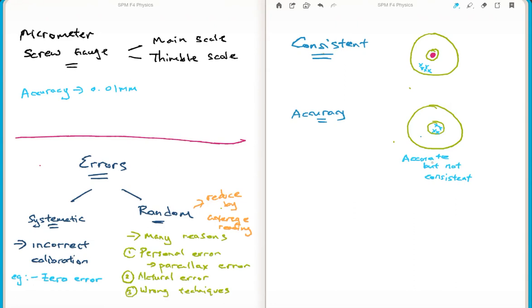So how do you get accurate and consistent? You are supposed to have the points spread out along the target, then it will be very consistent and very accurate. Not accurate and not consistent means it's randomly around the target.